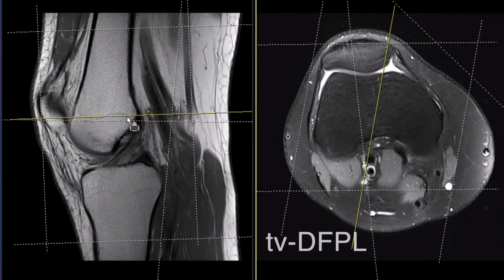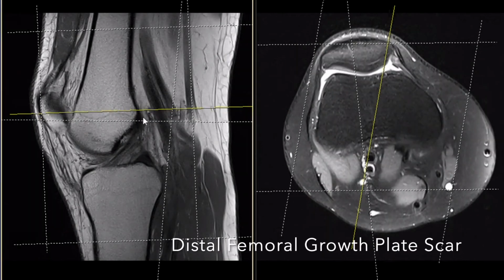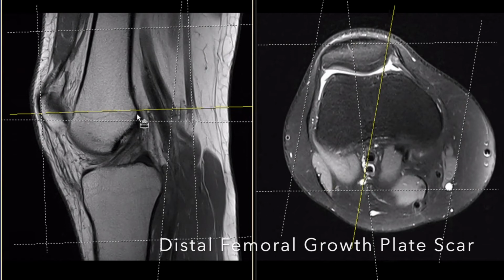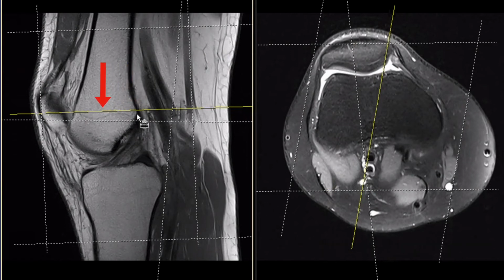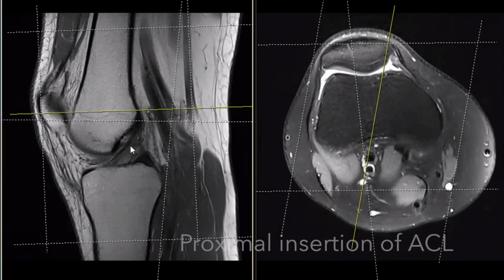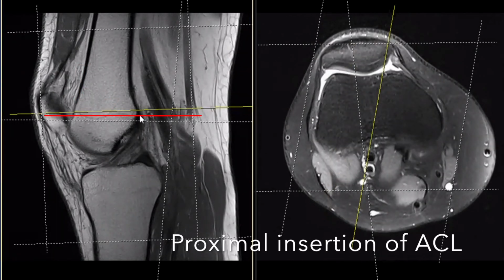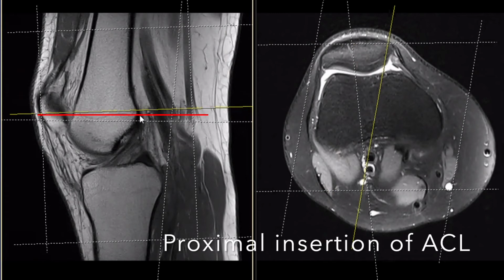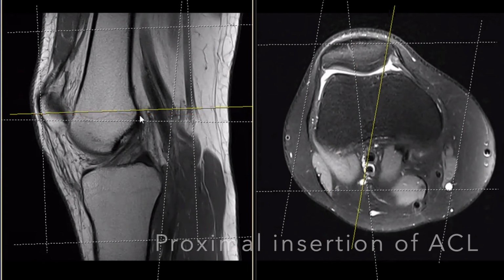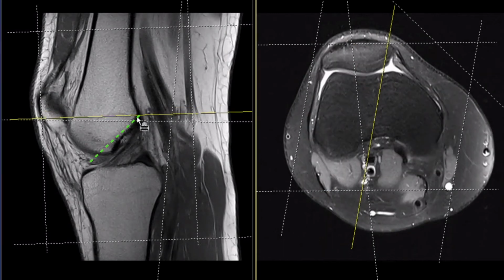The second important reference line is the transverse distal femoral physis line. This line is parallel and tangent to the scar of the distal femoral growth plate. It passes through the most proximal part of the femoral insertion of the anterior cruciate ligament and the most proximal part of Blumenthal line.